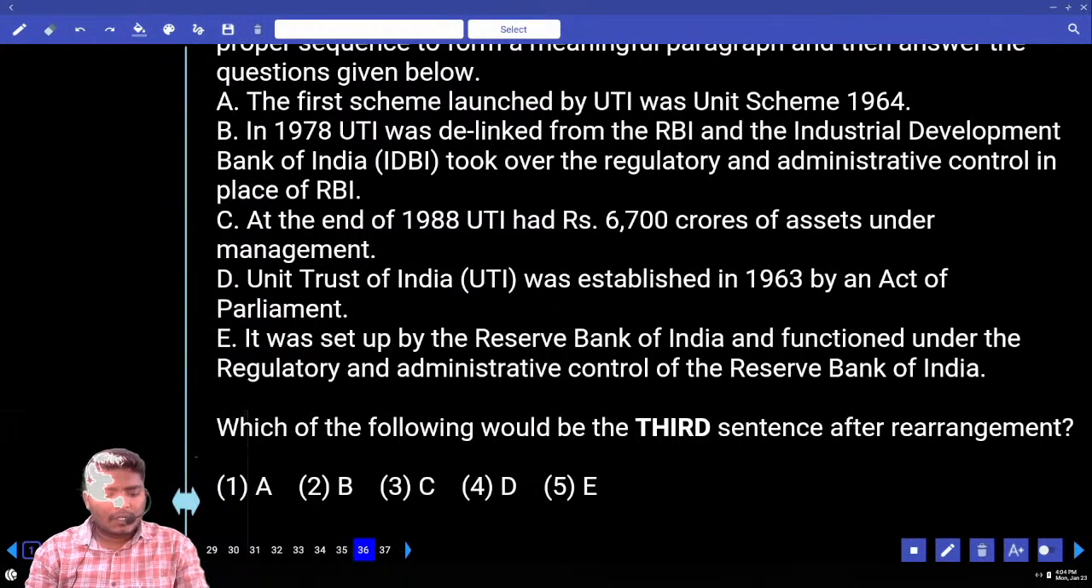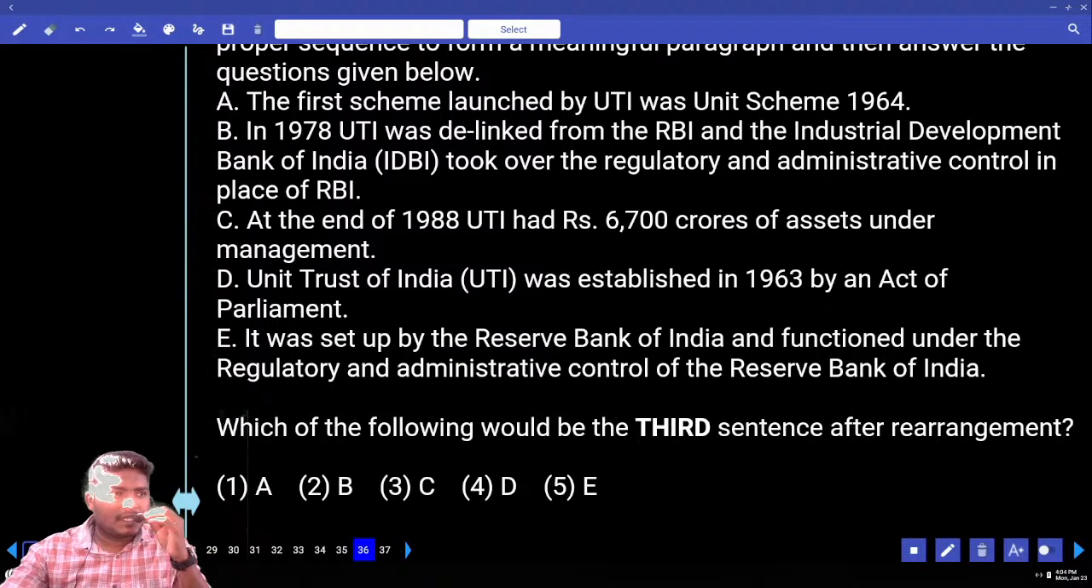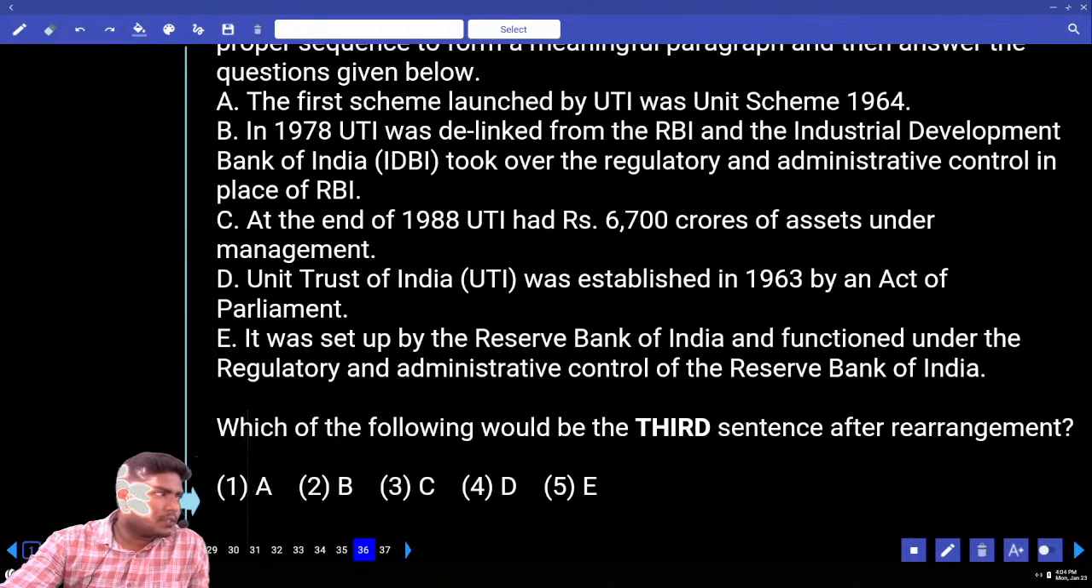First section, rearrangement of the sentences. Which of the following five sentences can be the beginner sentence? Why?